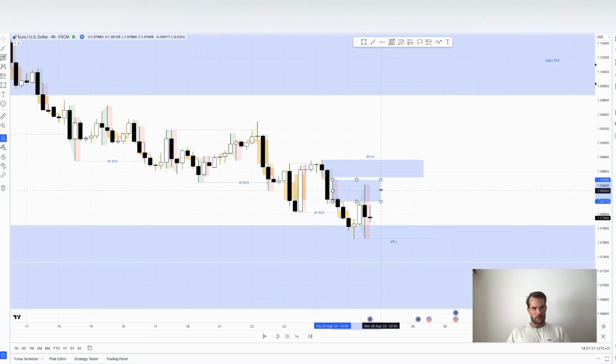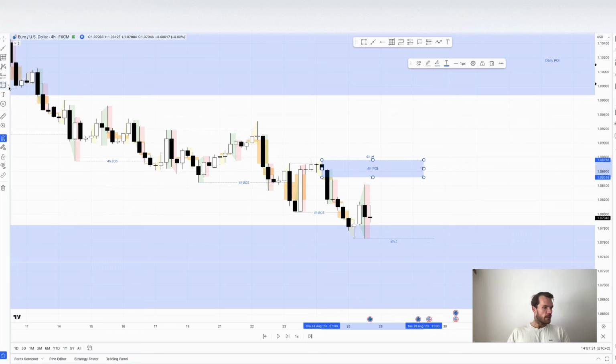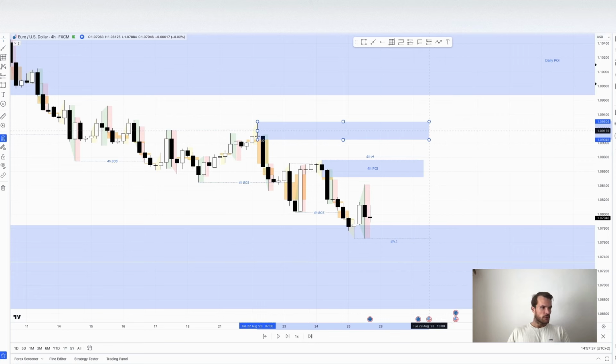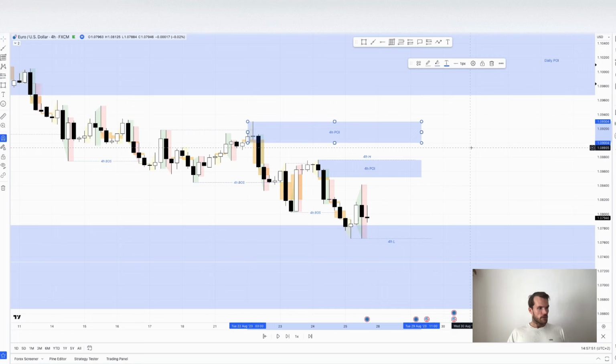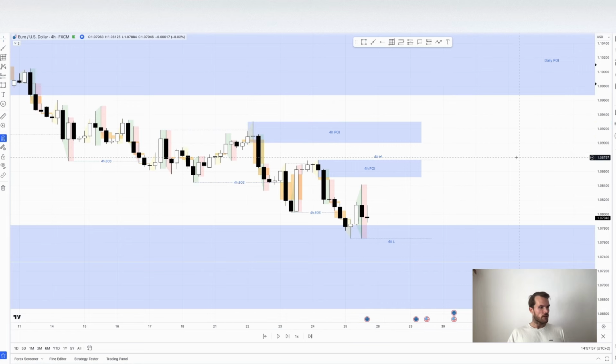That has since been mitigated, so we don't include that anymore. And we have this area up here. You could realistically include maybe a bit more because there's so much imbalance there, but maybe we'll just include these two for the 4-hour. Just an area we're looking at. That's about everything on the 4-hour that I'd like to look at. So let's jump on the 15.